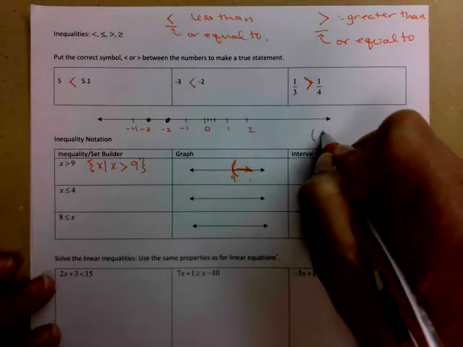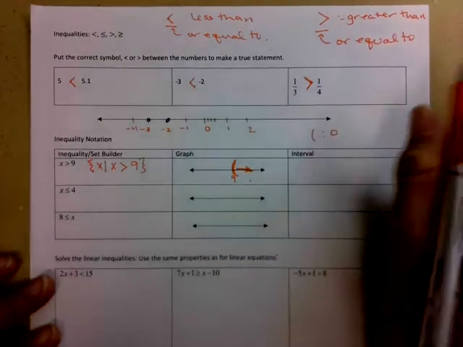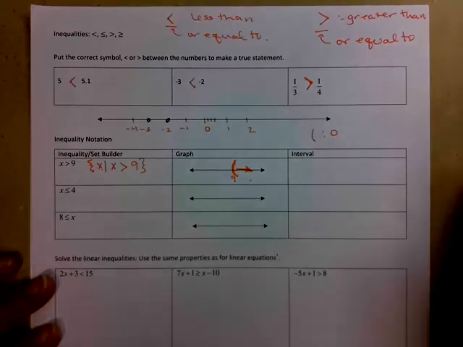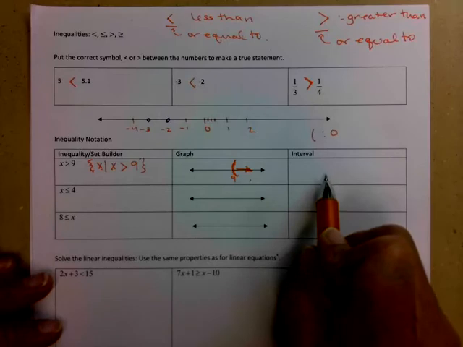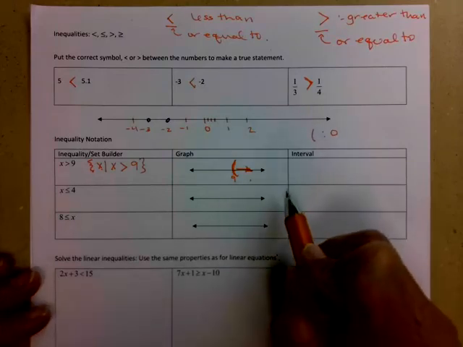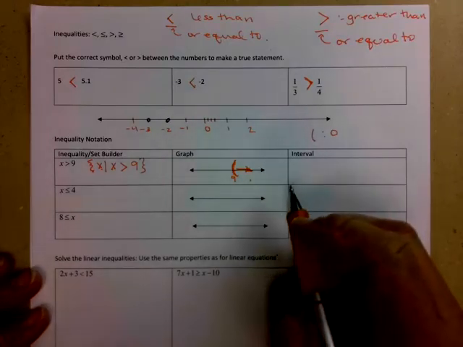So the parenthesis is the new open circle. Okay, and then interval notation. Interval notation has a certain syntax, right? A certain way that you write it.